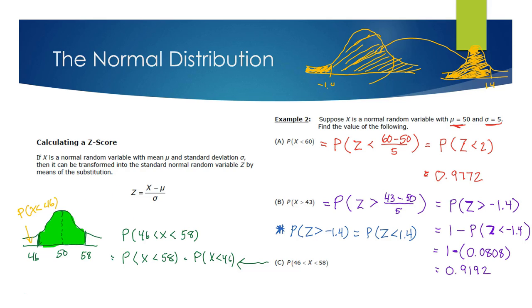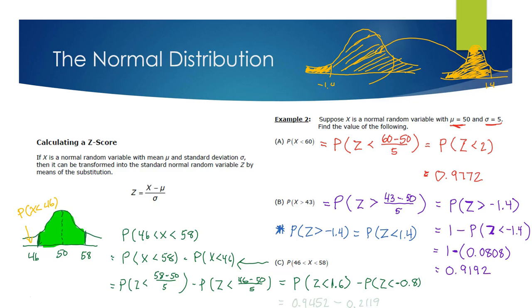But again, I can't use the table because it's not based on the x's, so I've got to convert these to z-scores. So this is actually the probability of z being less than whatever 58 minus 50 over 5 is, minus the probability of z being less than whatever 46 minus 50 over 5 is. And that gives me the probability of z being less than 1.6 minus the probability of z being less than negative 0.8. When I look these values up on the table, I get 0.9452 for the probability of being less than 1.6, and I get 0.2119 for the probability that z is less than negative 0.8. And of course, when I carry through that subtraction, I get 0.7333.